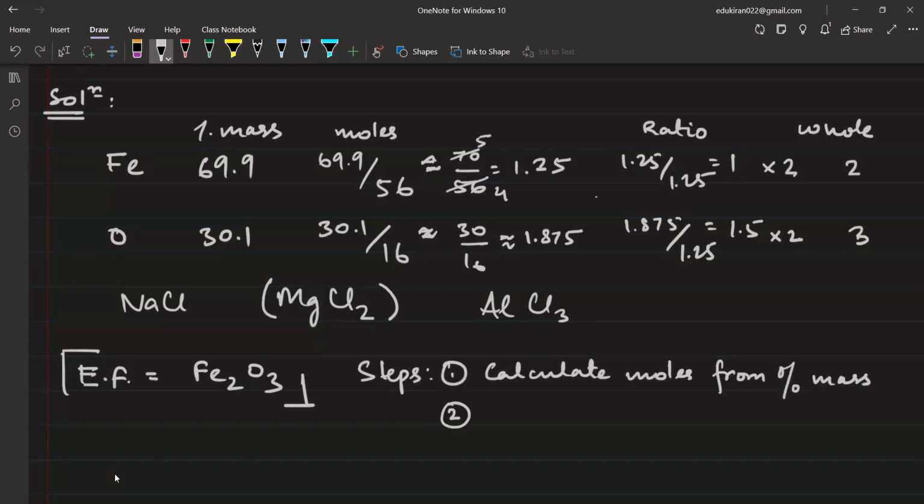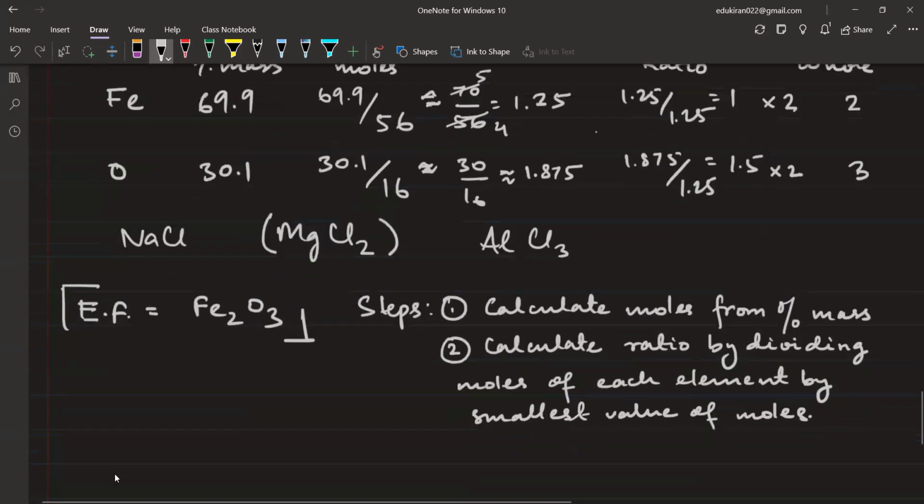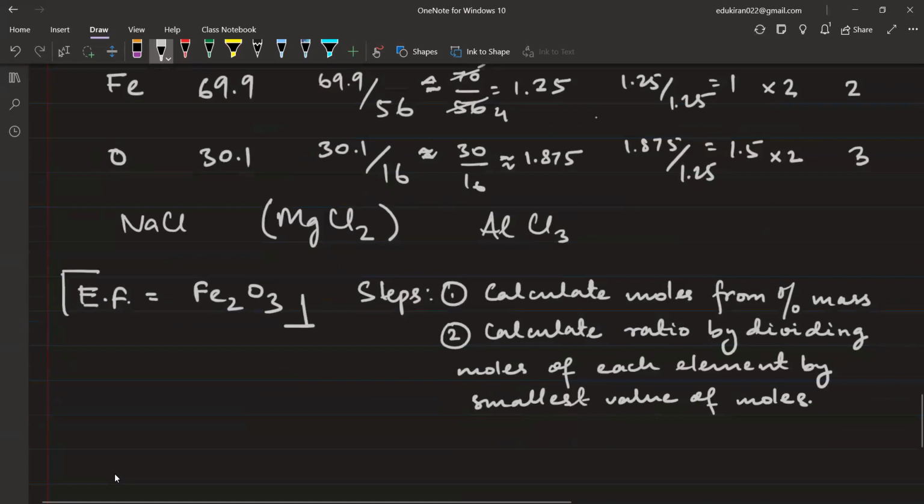Second, what did we do next? Calculate the ratio by dividing the moles of each element by the smallest value of moles. So in the moles column, whatever the smallest value is, you have to divide each of them by it.